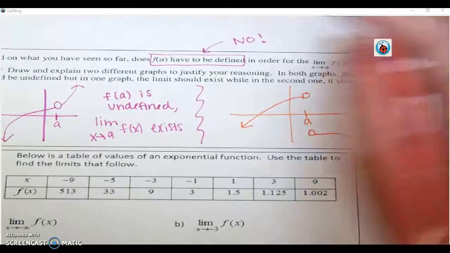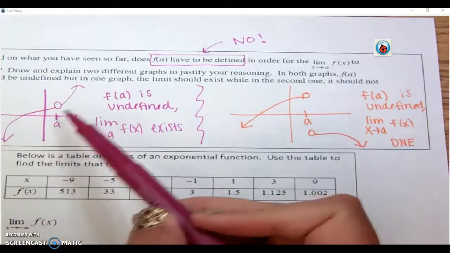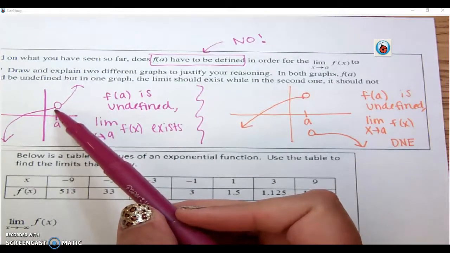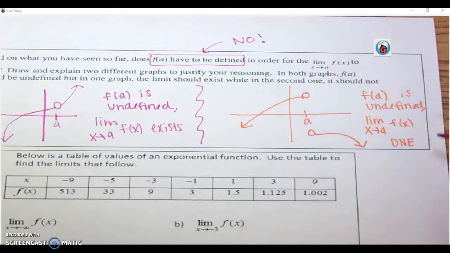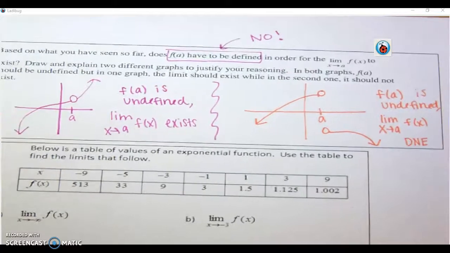Okay, so what I want to get from this, does it have to be defined? If I would have closed this circle in here, and made that not a hole, the limit's still going to exist. If I was to define this and fill in one of these holes, the limit's still not going to exist. So it being defined or not defined does not matter for the limits.